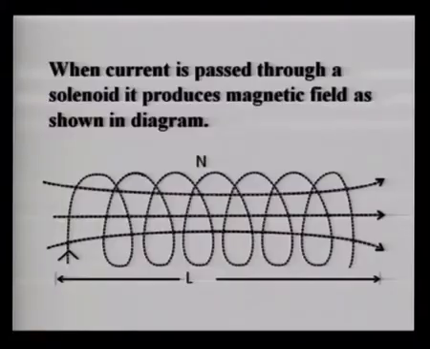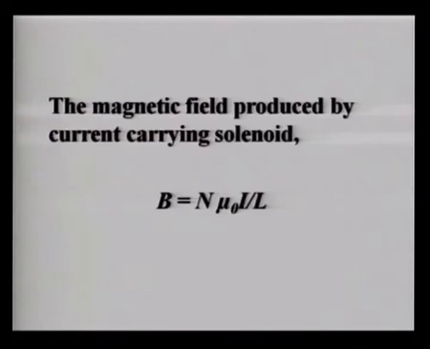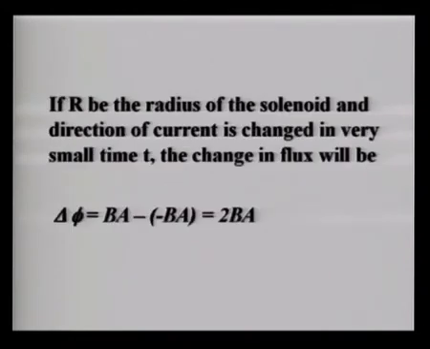When current is passed through a solenoid, it produces a magnetic field. Here you can see a solenoid of length L, number of turns N. The magnetic field produced by the solenoid is N times mu naught I upon L. N is the number of turns, mu naught is the magnetic permeability, I is the current passed through the coil and L is the length of the solenoid.